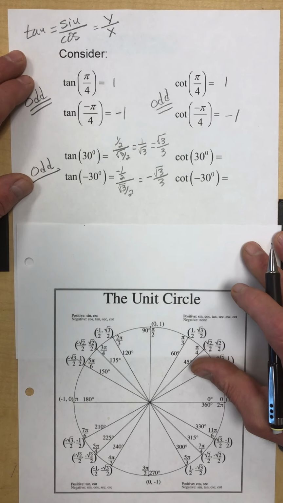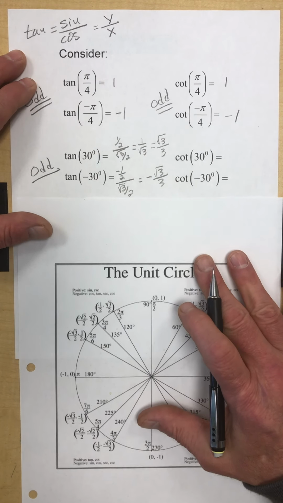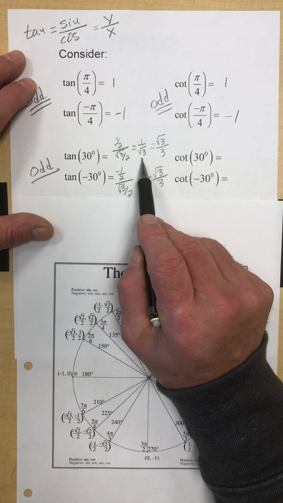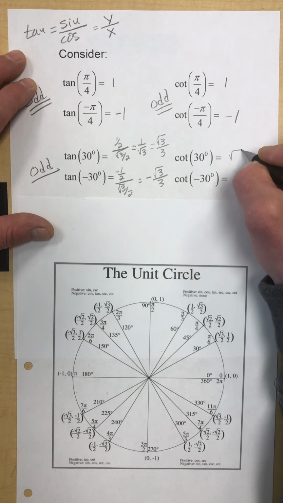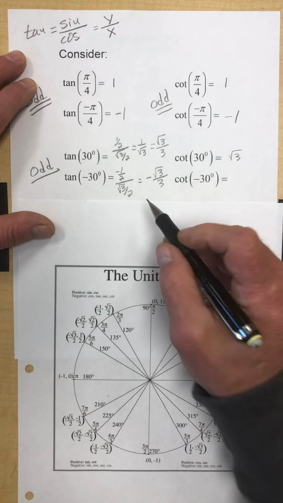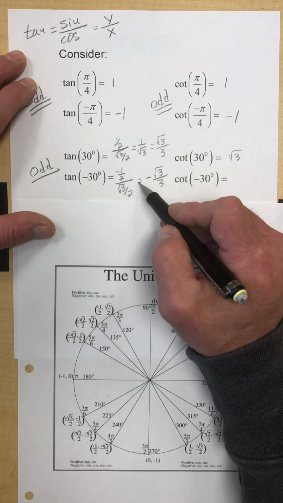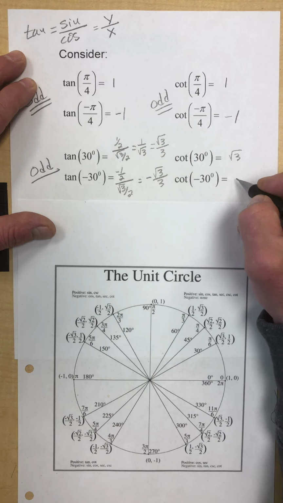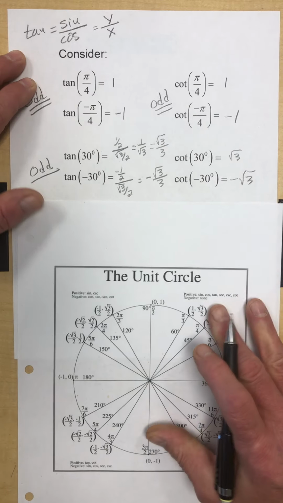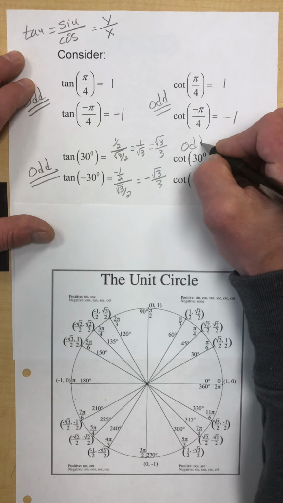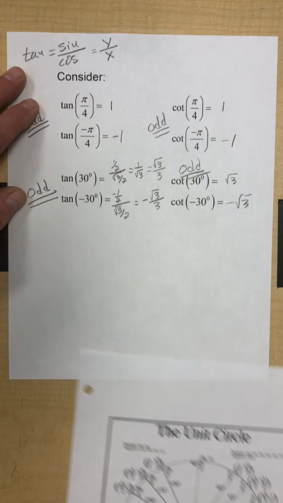No big deal. Cotangent would be the reciprocal of the tangent. So the easiest way to take the reciprocal would be to go right here. Take the reciprocal of this, so I just get radical 3. The only thing that'll change here is that I would have an intermediary step, which would be negative 1 over radical 3, so I get negative radical 3. So again, it shows us that cotangent is odd. So it looks like most of these trig functions are odd.